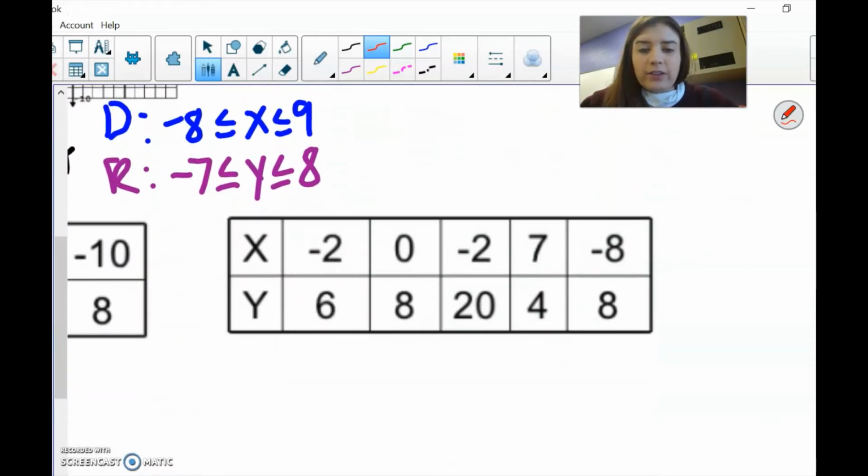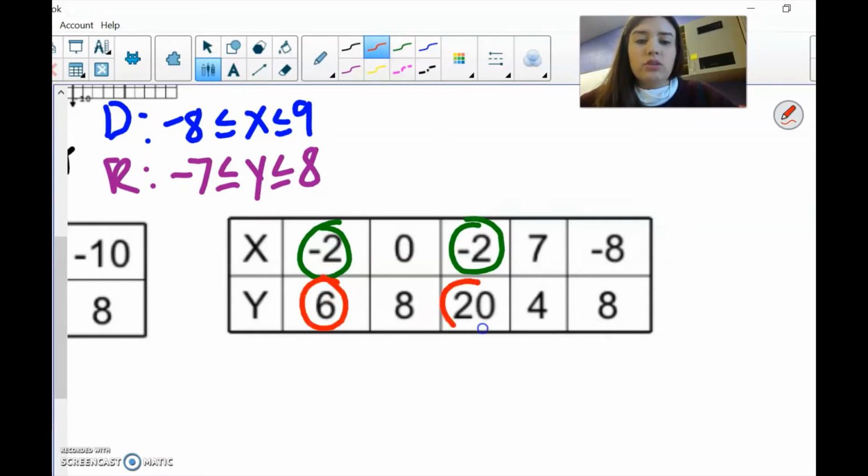All right, let's check out this table. Okay, is this a function? We have to check our inputs. Do our inputs have more than one output? Okay, I have a -2, a 0, and we have a second -2. So our input -2 actually has two outputs, 6 and 20.